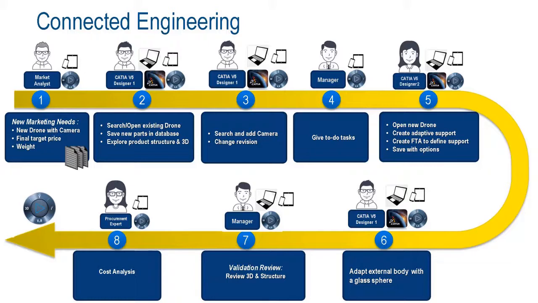In step 7, the manager reviews and validates the design work. And finally, in step 8, another type of user in procurement needs to access the 3D design to create a cost analysis. So with that background, let's go through the process and show you how it works.